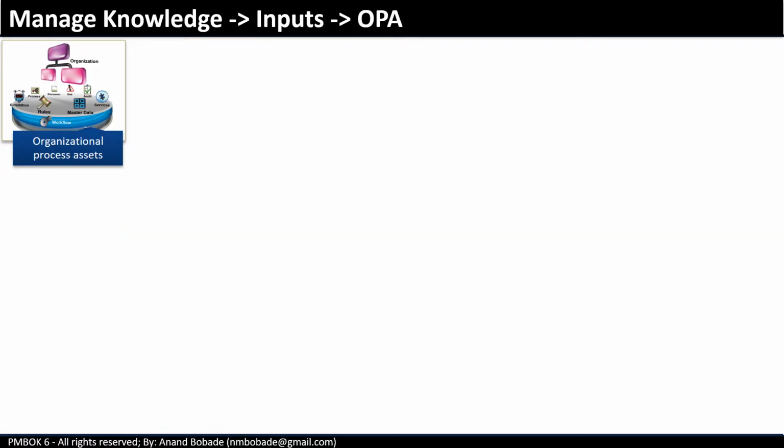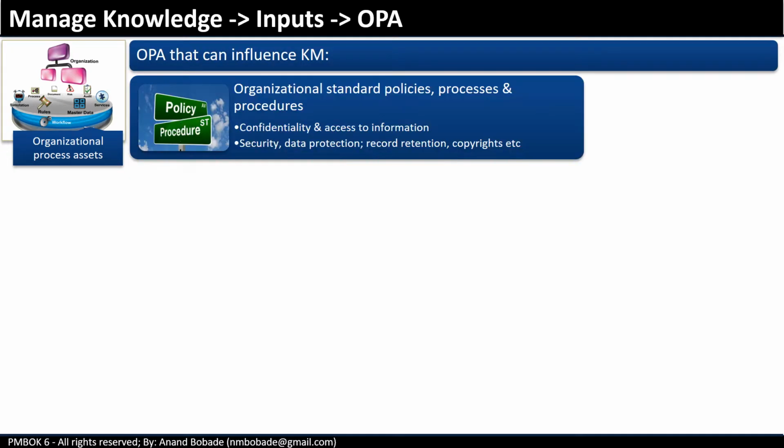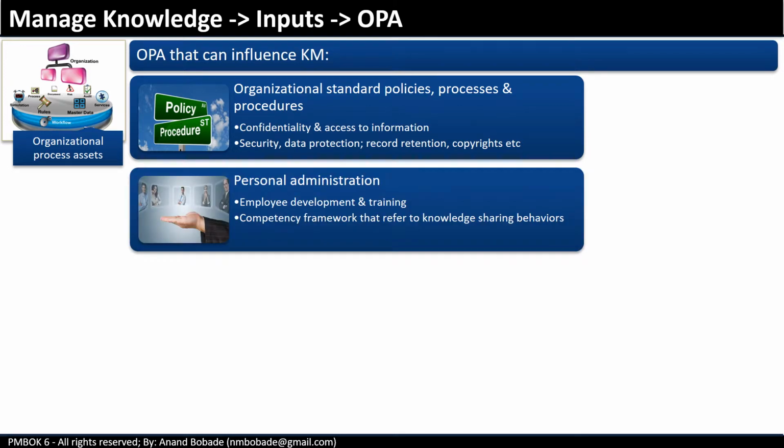Organizational process assets that can influence knowledge management are organizational standard policies, processes, and procedures, like confidentiality and information access policies, security policies, data protection, record retention, copyrights, etc. Personnel administration policies and procedures, like employee development and training, and competency frameworks, promote knowledge sharing behavior.